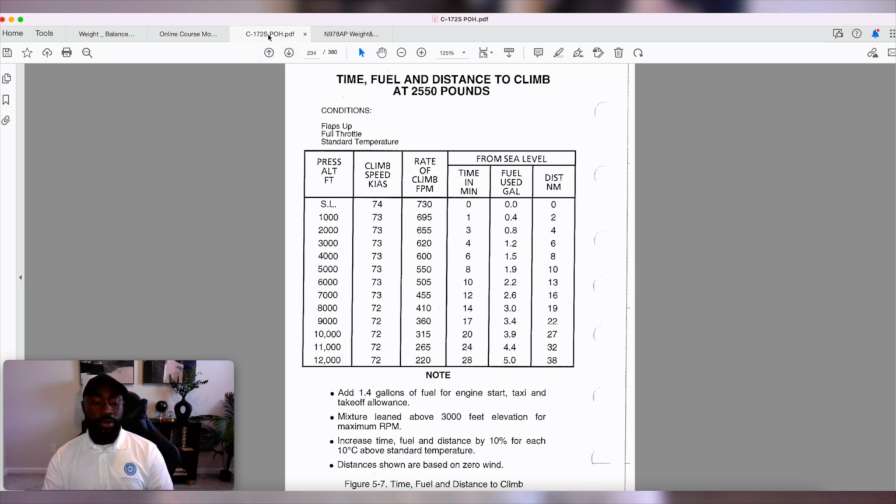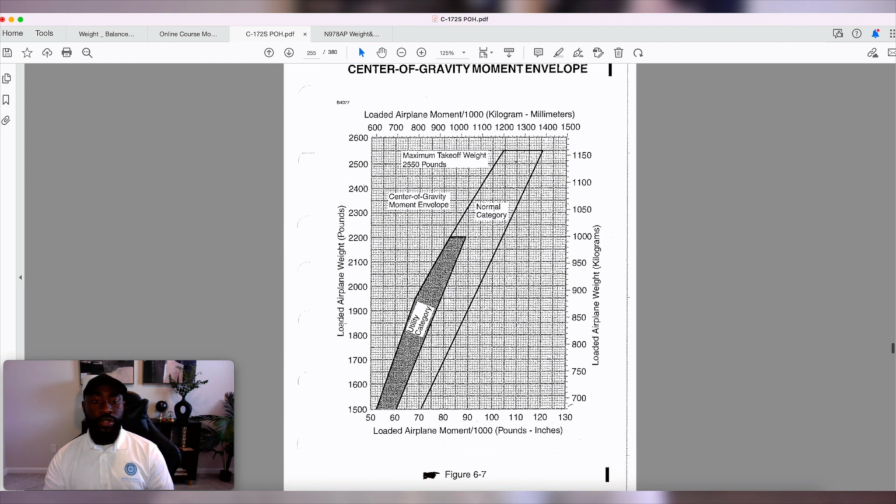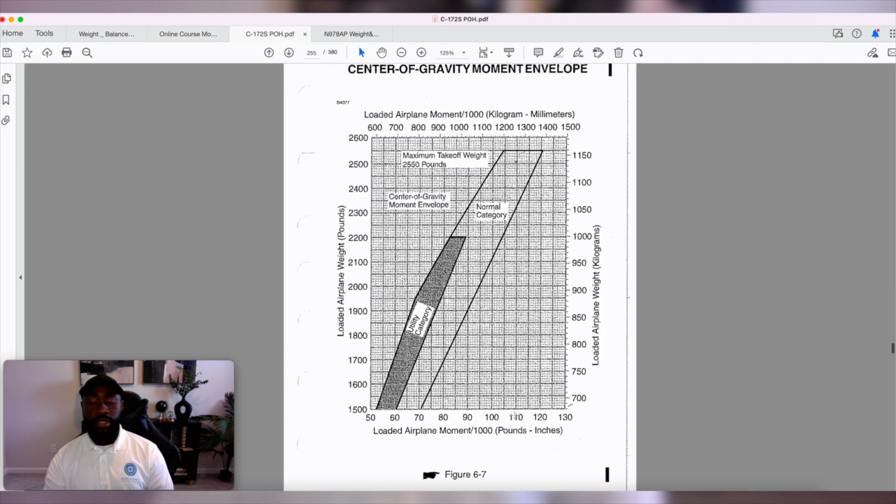In this Cessna 172, it has two graphs you can use. It gives you a CG moment envelope here, which is a center of gravity moment envelope. With the scale we're using, we're going to be using the weight in pounds on the y-axis, and on the x-axis we're going to be using the moment, the airplane's moment. If you notice here, it divides the moment by 1000. So whatever number you have here, you have to divide that by 1000 to get where it is on this scale.